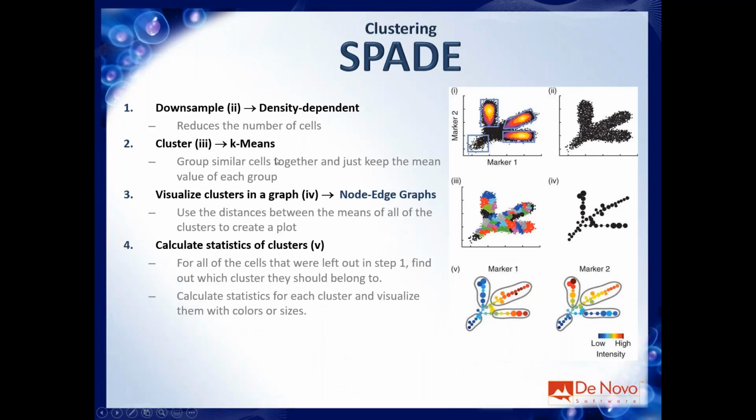Okay, so SPADE is based on different steps. The first one is a density-dependent downsampling. Then SPADE runs K-means clustering. You can see here at the right, actually.